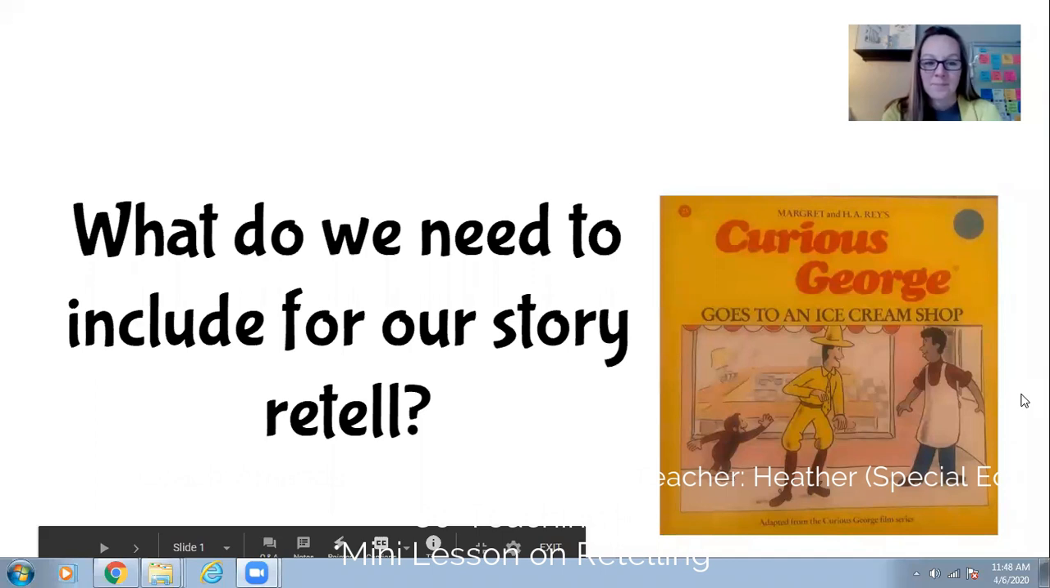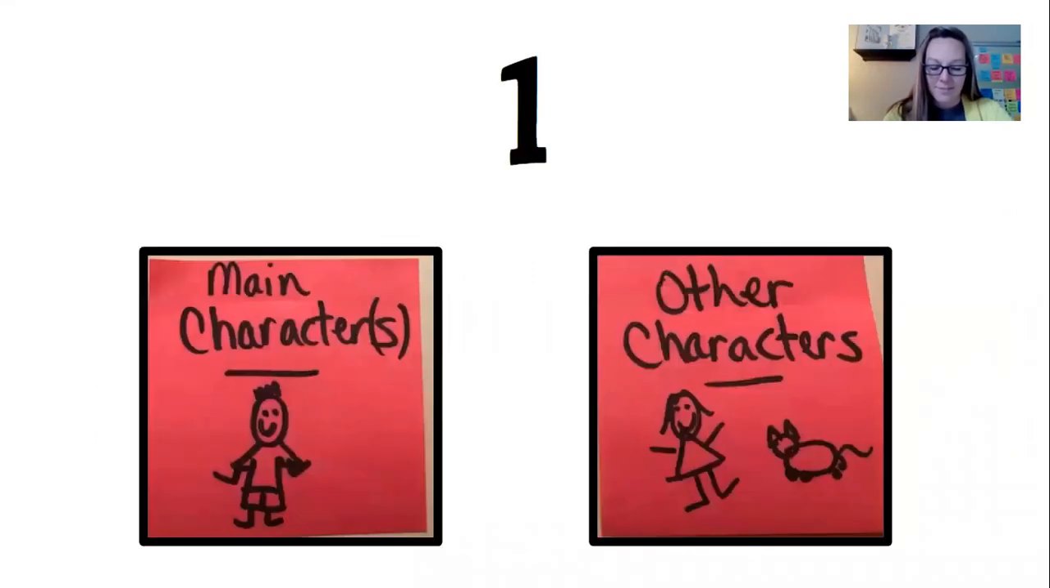So we're going to use the book Curious George Goes to an Ice Cream Shop as our example. The first thing that we always do when we do a retell is talk about the characters in the story. And in this story we had Curious George, the man with the yellow hat, and the ice cream shop owner. And then we also had all of the customers.